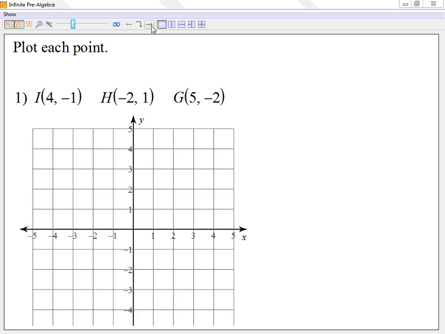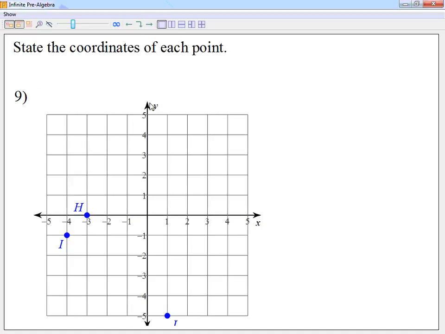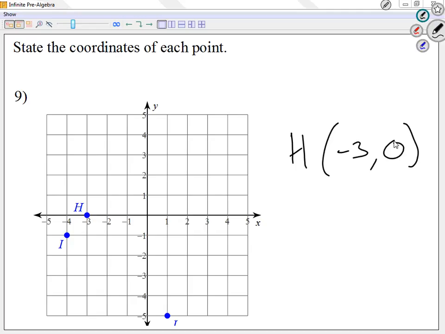Let's take a look at number 9. Now we got to give the coordinates, so we have to give the numbers that were given earlier. So for h, I'm going to write them up here at the right. For h, start from the origin, I have to move 3 to the left. So let me put a negative 3, because I'm moving 3 to the left. And then I don't move up or down, like I stay there. So the way we say don't move, we put a 0. So we move 3 to the left, and then don't move. Now for point I, starting from the origin, I'm going to go 4 to the left and 1 down. So let me put 4 to the left and 1 down.